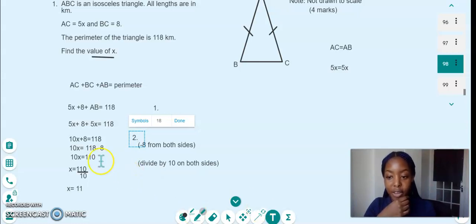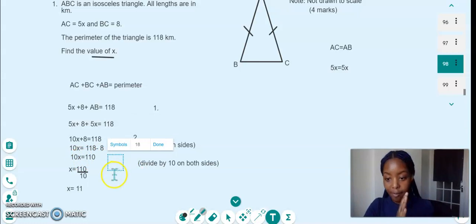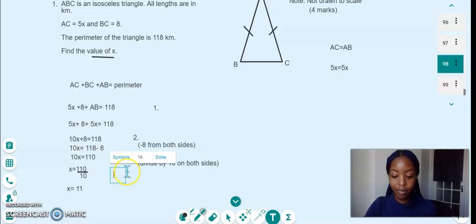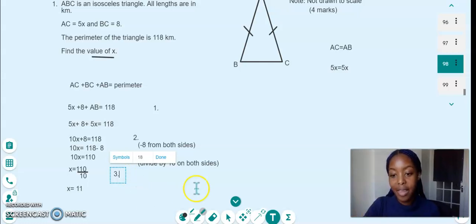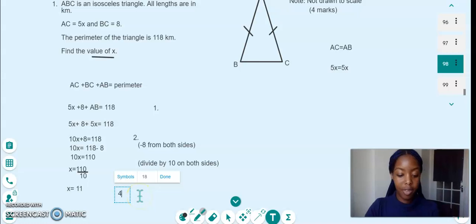And the next mark will now be for trying to get x on its own. You know that you're trying to find the value of x, so you would now do the same thing to both sides to make sure that x is on its own. And now the fourth mark will be for just getting the correct answer, which is x is equal to 11.